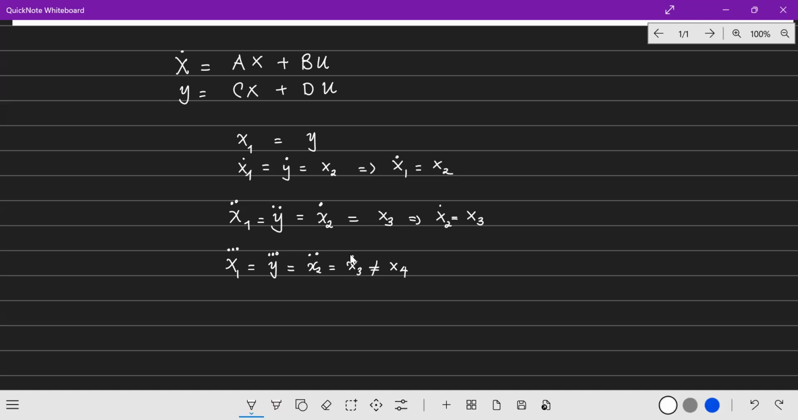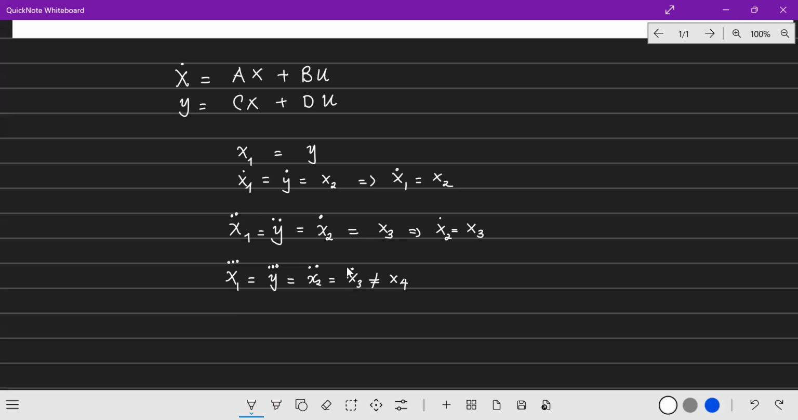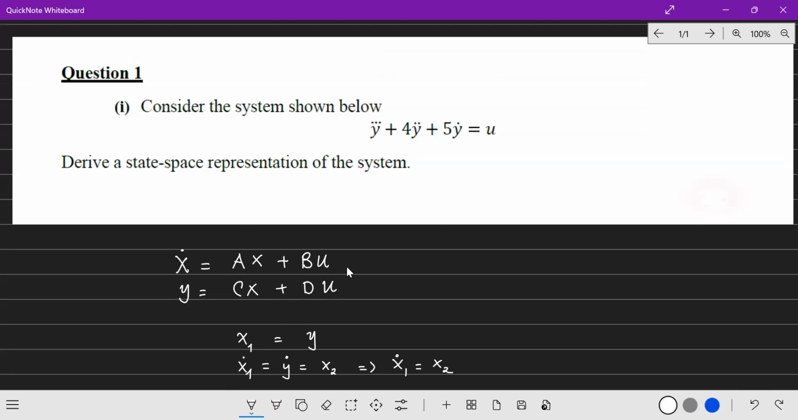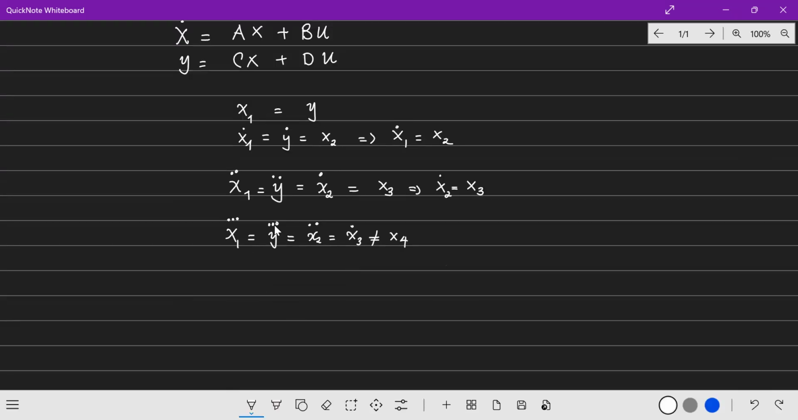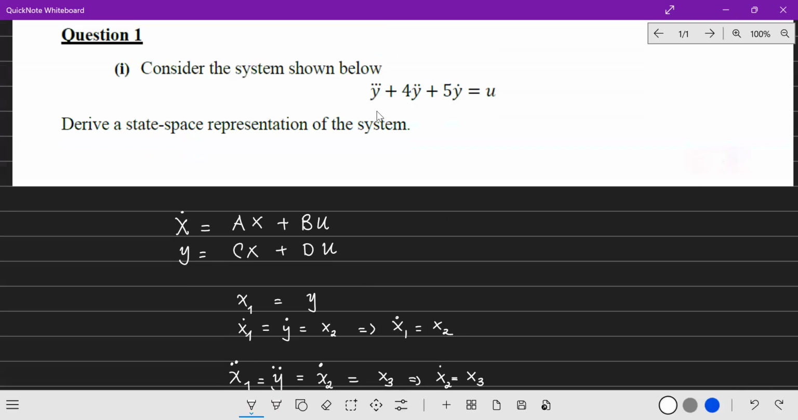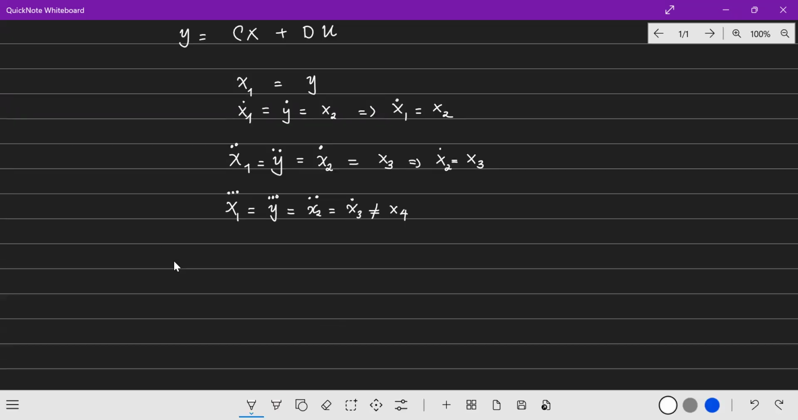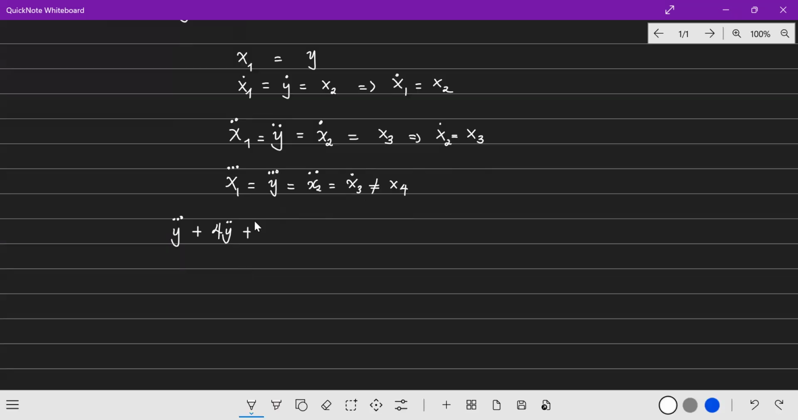So for us to find x3 dot, we need to go back and solve the equation for x3 dot. The third derivative of y is simply equal to x3 dot, so in place of the third derivative of y, you put x3 dot. So from that equation, remember that our equation is x3 dot plus 4 y double dot plus 5 y dot.